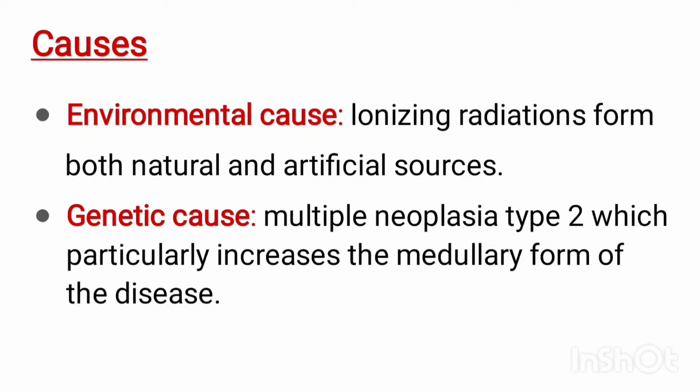If we talk about the causes, so first of all we will have environmental causes. Environmental causes are usually radiations. Either these are X-rays, gamma rays or ionizing radiations from natural or artificial sources. They can cause changes to our thyroid gland and ultimately a thyroid cancer or tumor may develop. If we talk about genetic causes, multiple endocrine neoplasia type 2, which particularly increases the medullary form of the disease. So MEN type 2 causes medullary thyroid cancer.